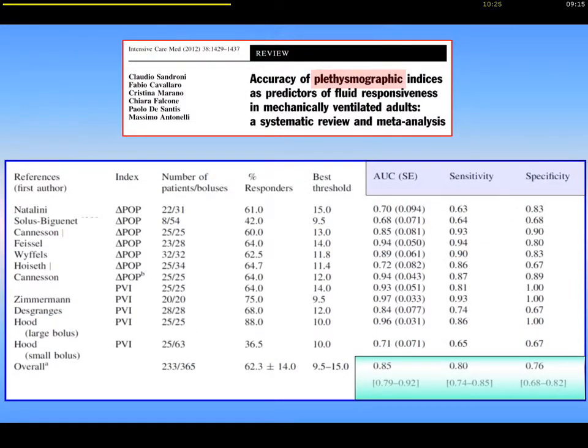It is also possible to do this using the very simple plethysmographic signal, using pulse oximeters. And this is a non-invasive device, so very easy to use. And the team of Massimo Antonelli from Rome also performed a meta-analysis, showing that the area under the curve for the prediction of fluid responsiveness using this variability of the plethysmographic signal was good, 0.85, which is more or less as we found for SVV. It's not perfect, but it is good.